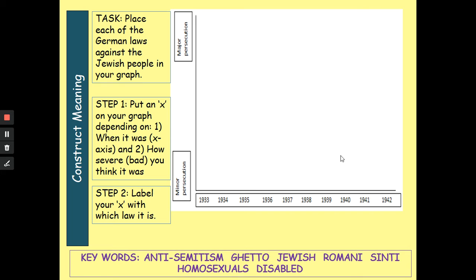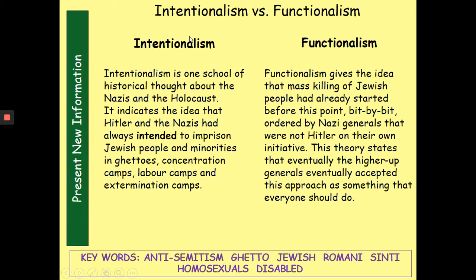Now, what you might have noticed on your graph is a line curving upwards, depending on how severe it got towards the end of that persecution. Okay, so when we're talking about the Holocaust and people being rounded up and put into concentration camps, historians often are in two different schools as to why the Holocaust actually happened. There are two basic schools of thought. They're called intentionalism and functionalism.